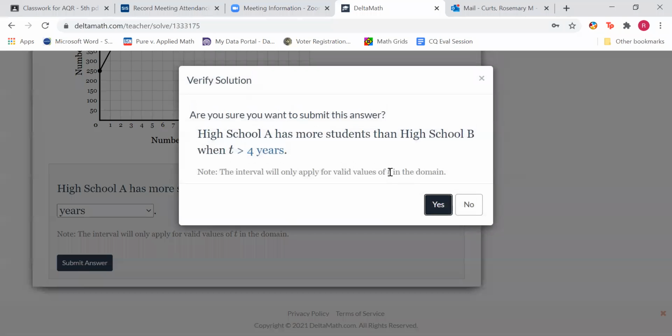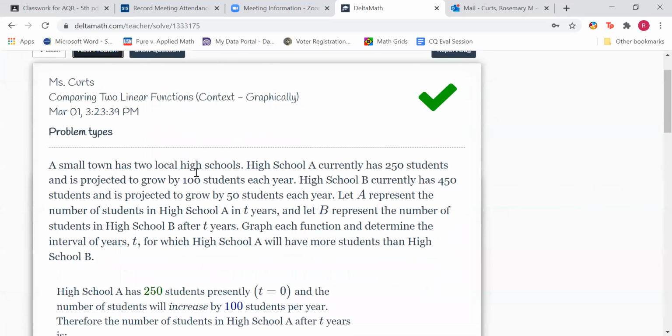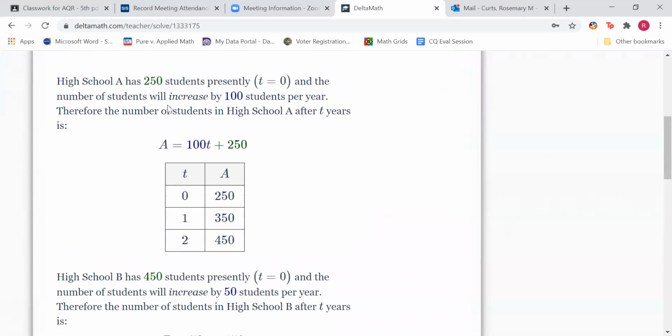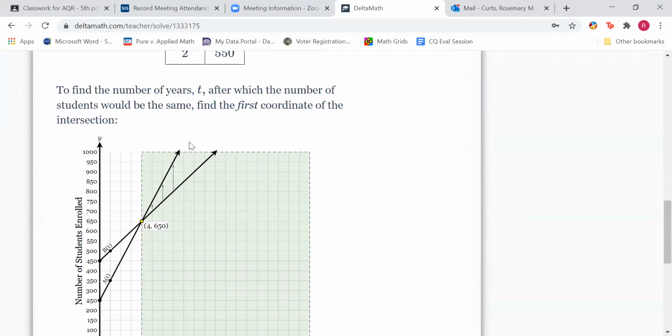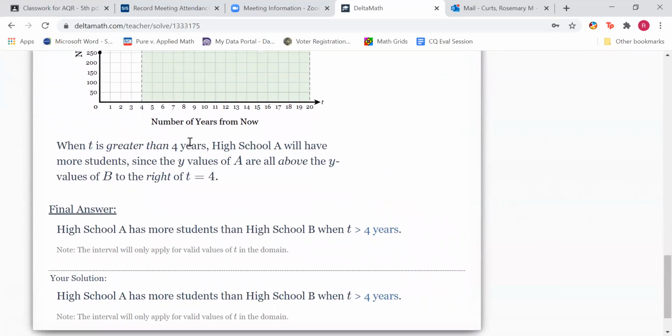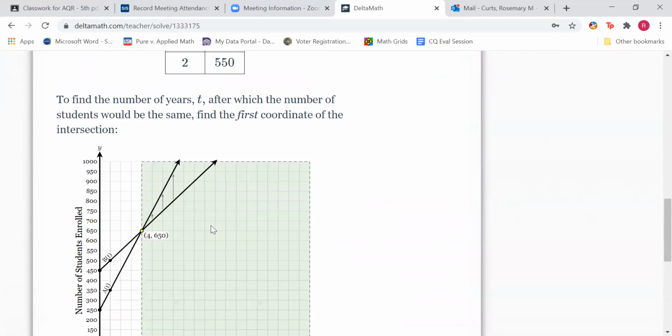And then you click submit answer. It says, are you sure? You say yes. And it has this beautiful green check mark. Bonus, it actually has a whole explanation, more so than I think is really necessary, honestly, of why your answer is right or wrong. Then it has your final answer and the solution you put. So if you got it wrong, you could see the difference between your answer and their answer.